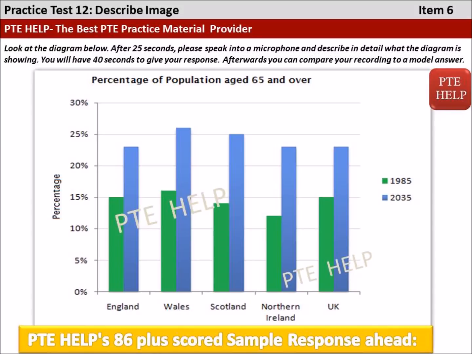The lowest numbers of elderly people were in Northern Ireland. However, the demographic predictions depict that the percentage will incline rapidly in all the regions, where Scotland will surpass Northern Ireland, England and UK.